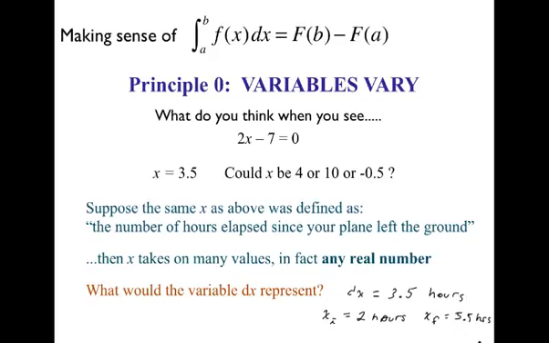So a change of x could start at any x value. It could start at 5 hours, and then you have a change of time of 3.5, and now your x value would be 8.5 hours. Okay? So this dx is a change in hours. And then dx is a variable itself. We could say dx is 0.2 of an hour.